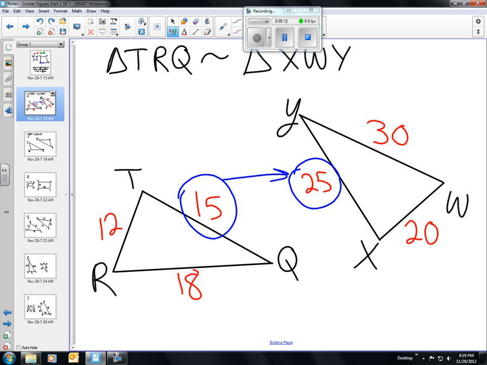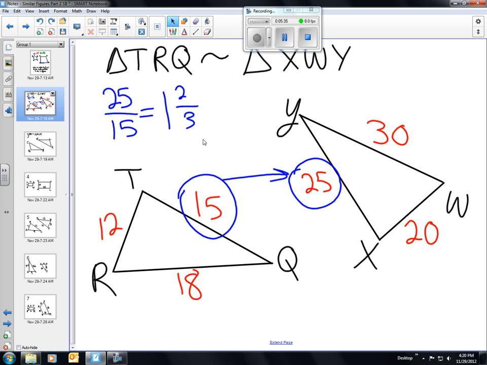If you want to know what that ratio was, you could say 25 to 15, which you can then reduce to 1 2/3. That's how you would find the scale factor from the smaller one to the bigger one. I wrote 2/5, I'm sorry. It's 1 2/3. So the scale factor will be 1 2/3 from the smaller triangle to the bigger triangle.